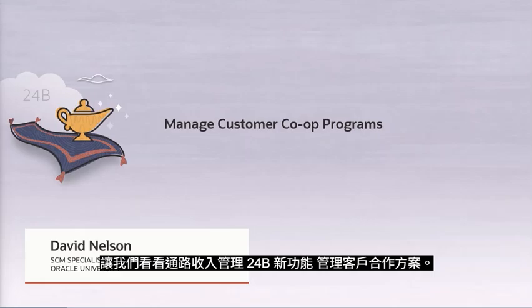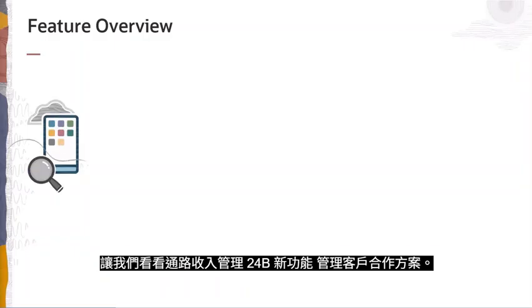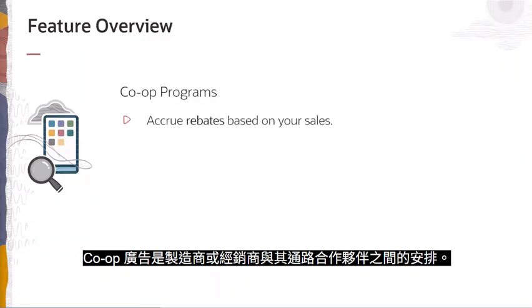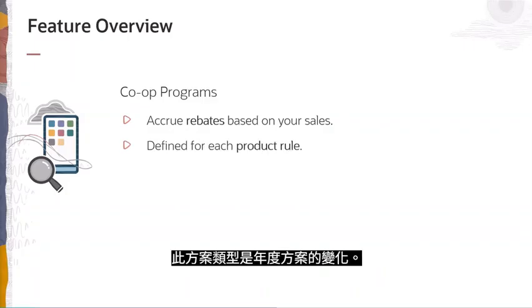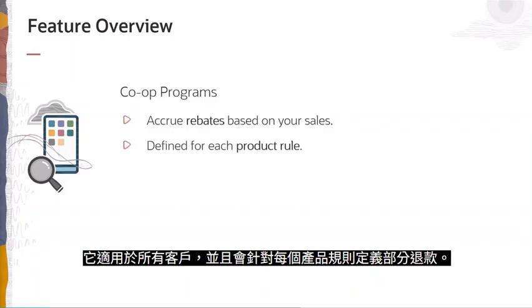Let's take a look at channel revenue management 24B new feature, manage customer co-op programs. Co-op advertising is an arrangement between the manufacturer or distributors and their channel partners. With co-op programs, you can accrue rebates based on your sales spanning the effective date of the programs. This program type is a variation of an annual program. It applies to all customers, and rebates are defined for each product rule.